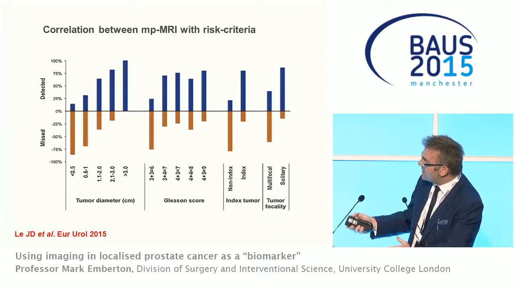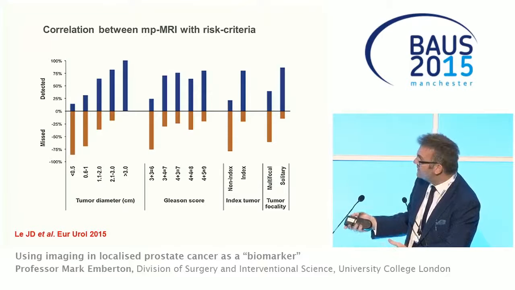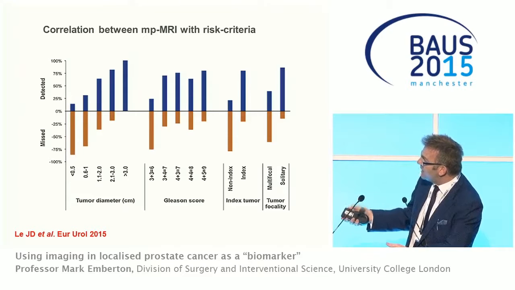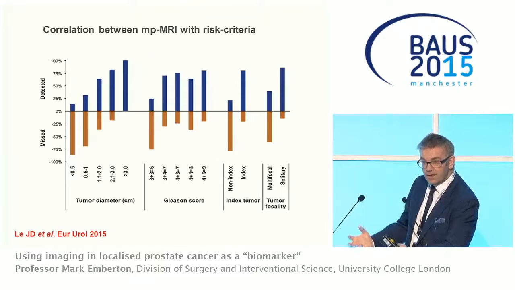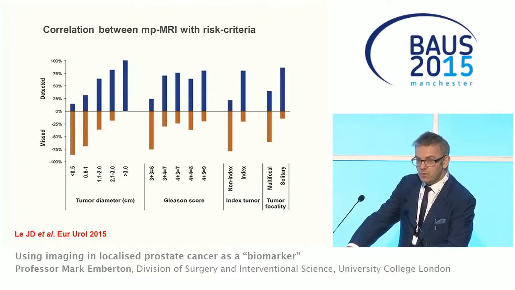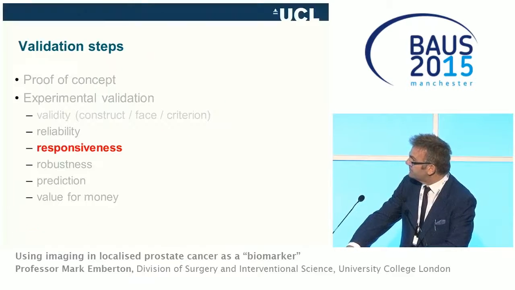As tumor diameter increases, the likelihood of detecting and capturing it also increases. As Gleason score increases, the likelihood increases. The index tumor is very likely to be identified, as is a tumor if it's solitary. MRI is not perfect, no test is, but you can see that it is positively associated with both volume and grade, which would be the key attributes that we would want of a biomarker.